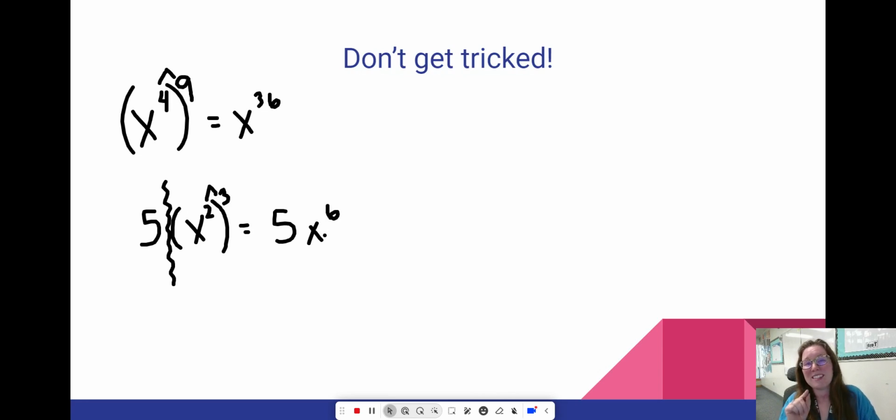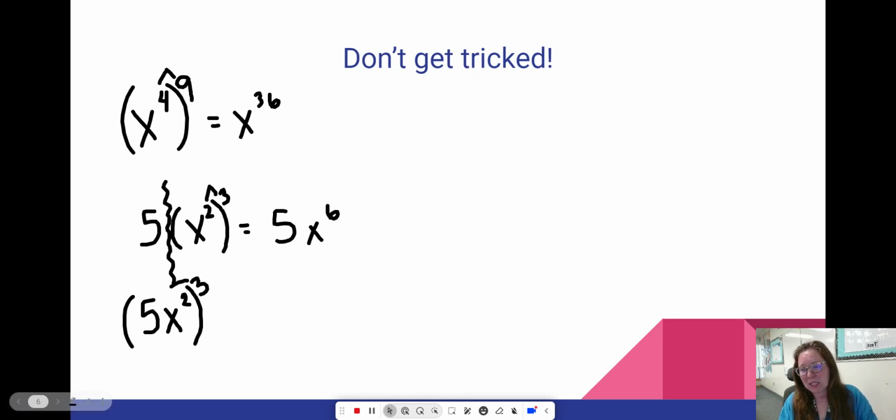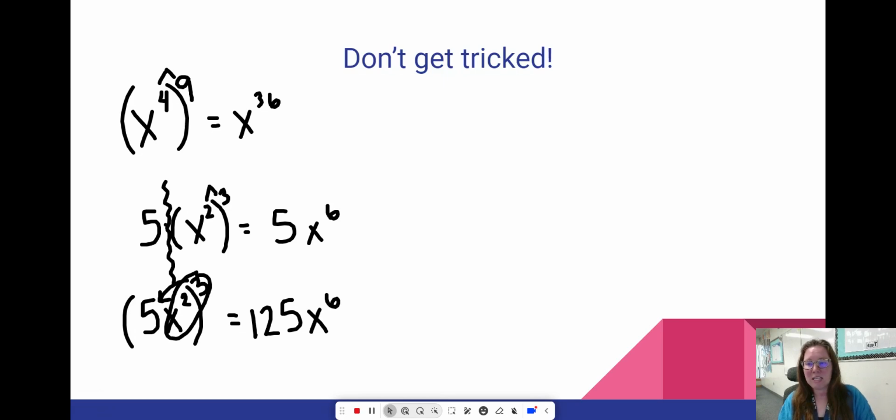Let me show you how that is different from what we did on the last slide. On that last slide, we have that coefficient inside the parentheses. So because it's inside the parentheses, this 3 also applies to the 5. So 5 to the power of 3, so that means 5 times 5 times 5, I think is 125. But always check it on your calculator. Okay? And then also we have the x squared to the power of 3. So 2 times 3 is 6. So see how, based on where the parentheses are, that changed the question.